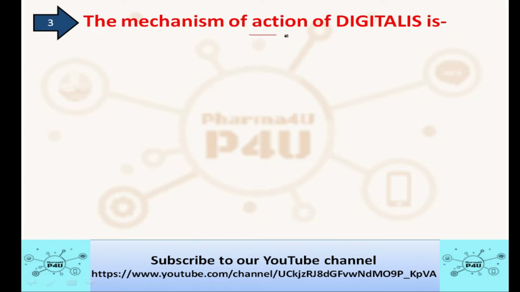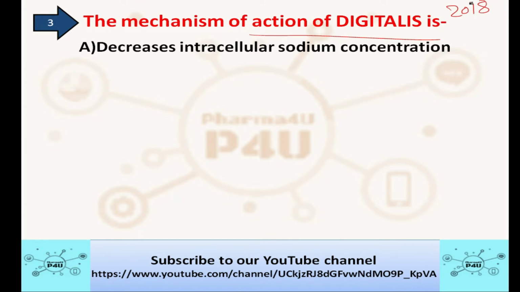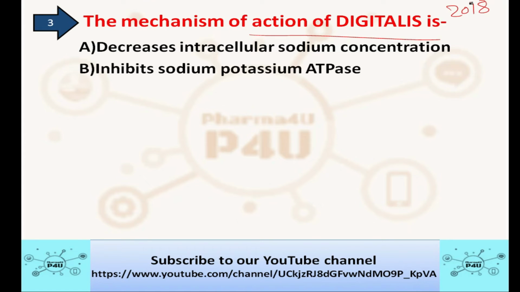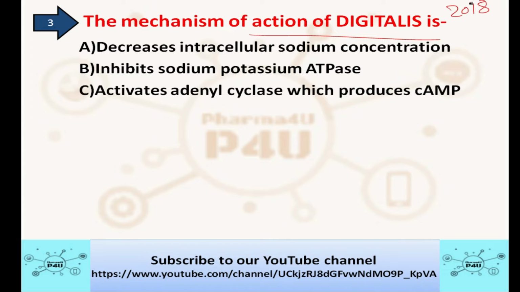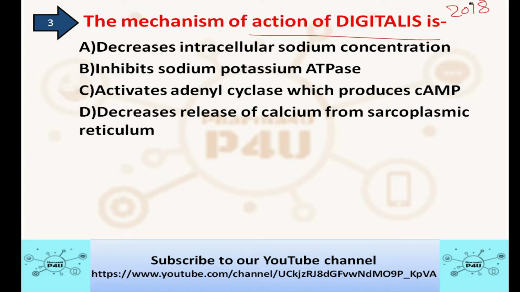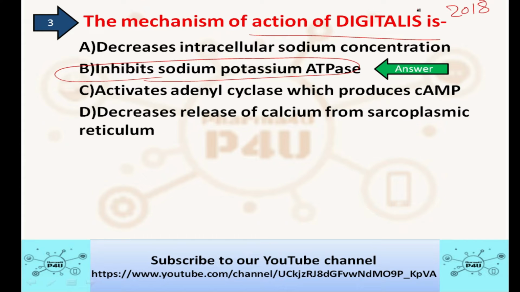The mechanism of action of digitalis. This is your 2018 question, students, and the options are: option A is decrease intracellular sodium concentration, option B is inhibits sodium potassium ATPase pump, option C is activates adenyl cyclase which produces cAMP, option D is decrease release of calcium from sarcoplasmic reticulum. So the mechanism of action of digitalis is that it inhibits the sodium potassium ATPase pump, and digitalis is a class of cardiac glycoside.